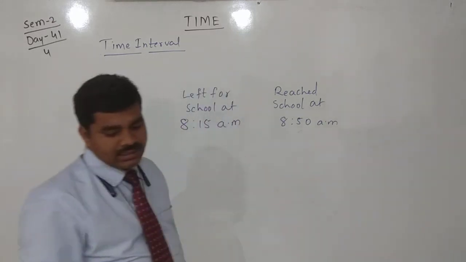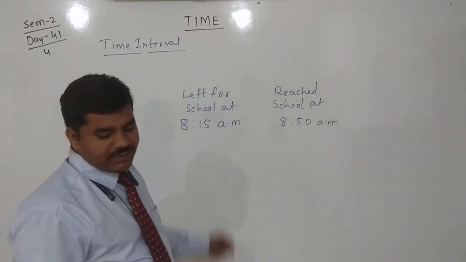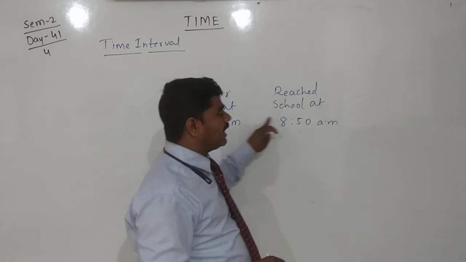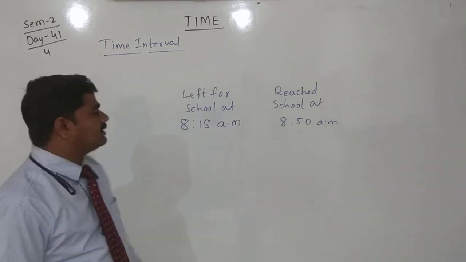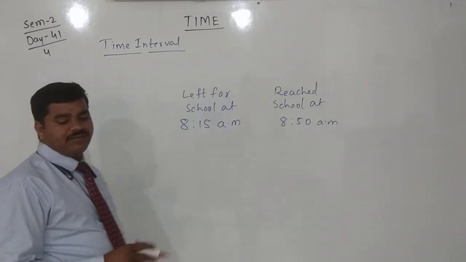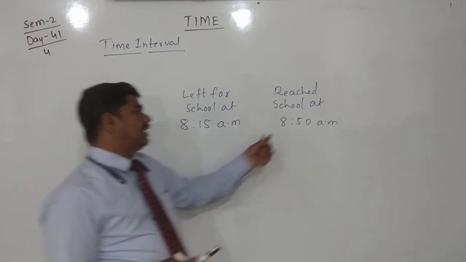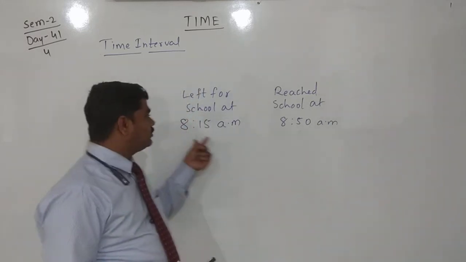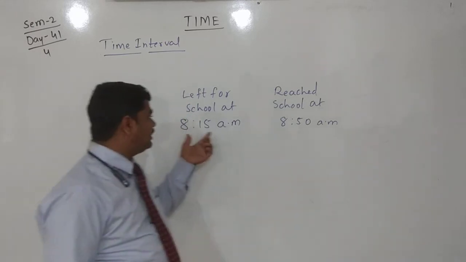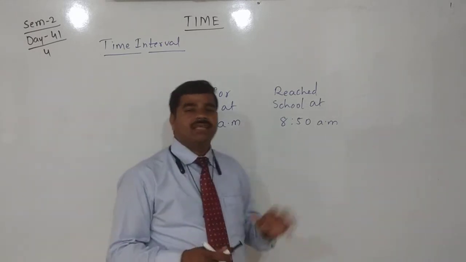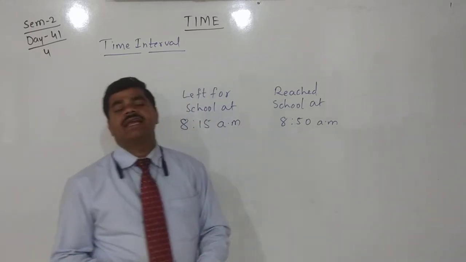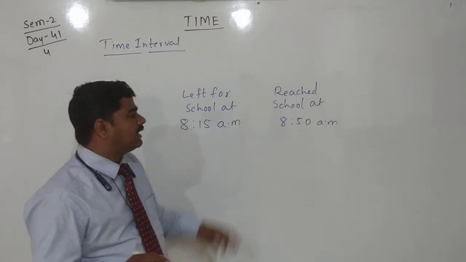You should calculate the time interval between these. He left at 8:15, he reached at 8:50. Then it is very simple. You should subtract 8:15 from 8:50. Then you will get the time interval.